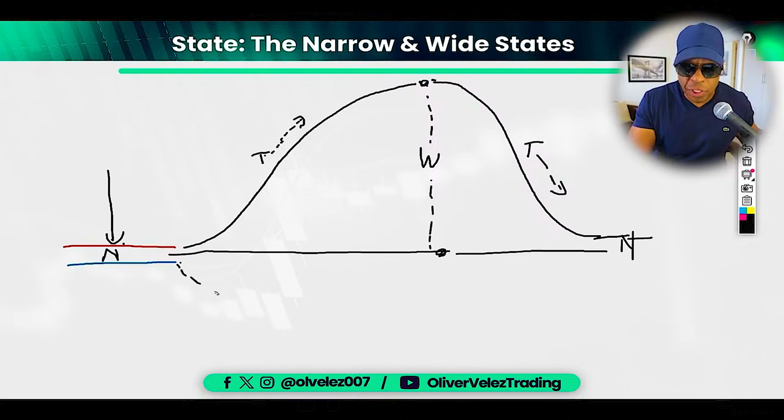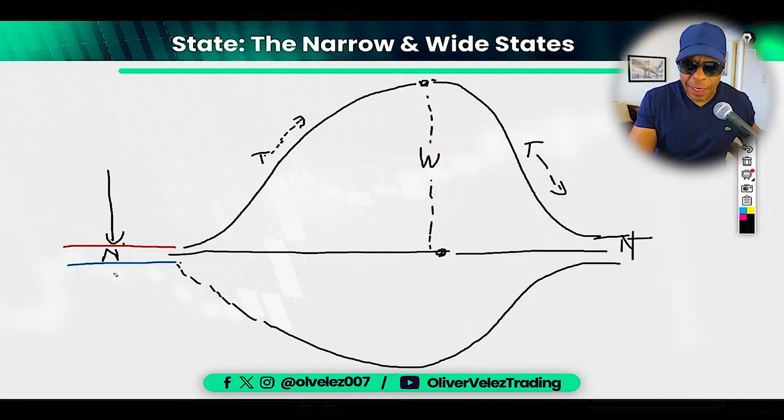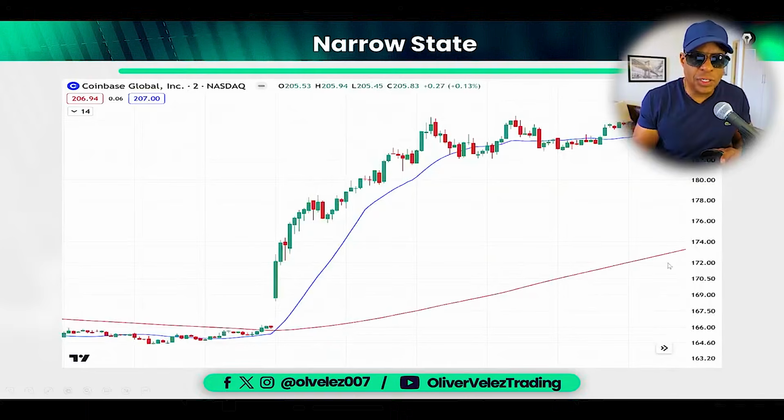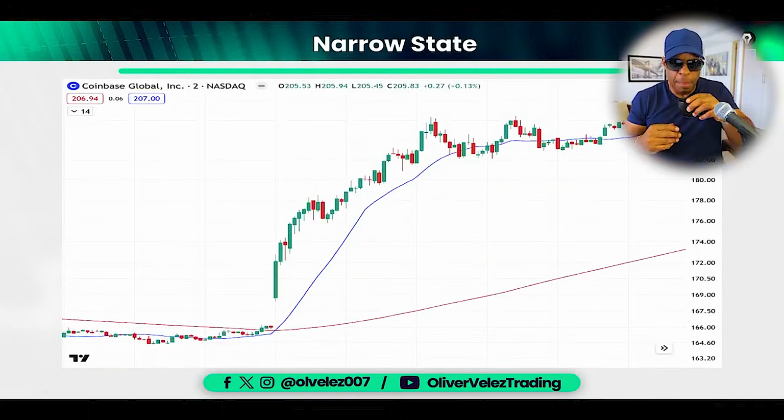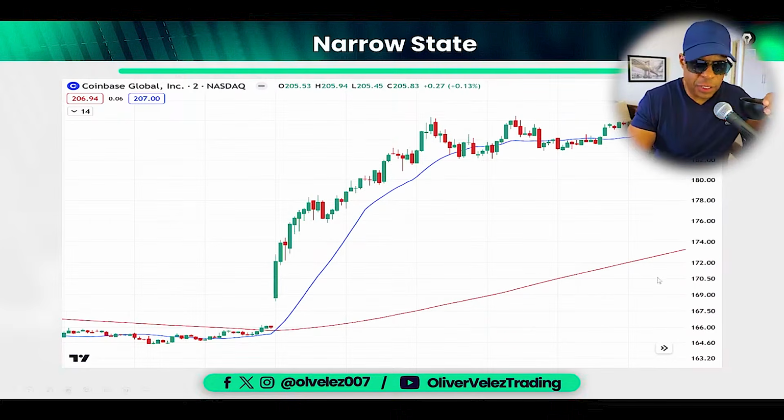And you can go this way as well. Narrow, trend down, wide, wide, trend up, narrow, repeat. Here is Coinbase, all right? 2-minute chart of Coinbase. Everything's going to be a 2-minute chart, guys.